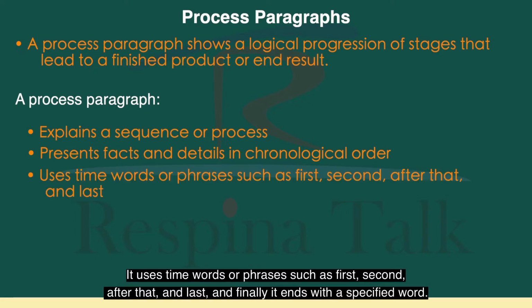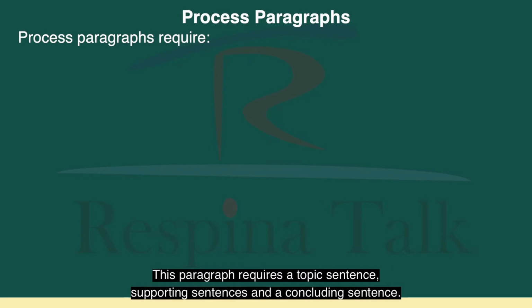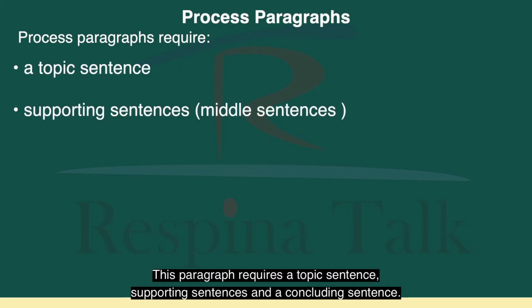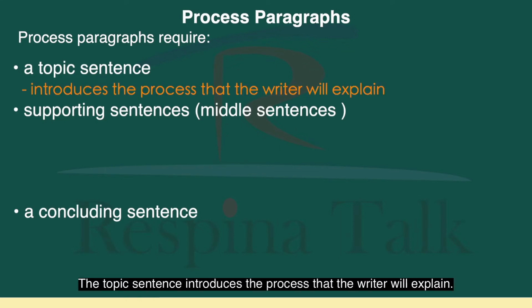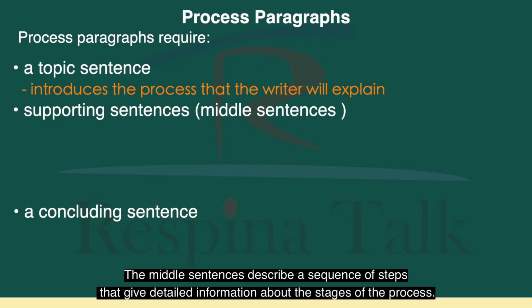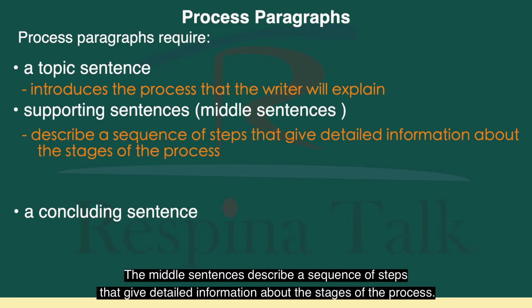It uses time words or phrases such as first, second, after that, and last. And finally, it ends with a specified word. This paragraph requires a topic sentence, supporting sentences, and a concluding sentence. The topic sentence introduces the process that the writer will explain. The middle sentences describe a sequence of steps that give detailed information about the stages of the process.